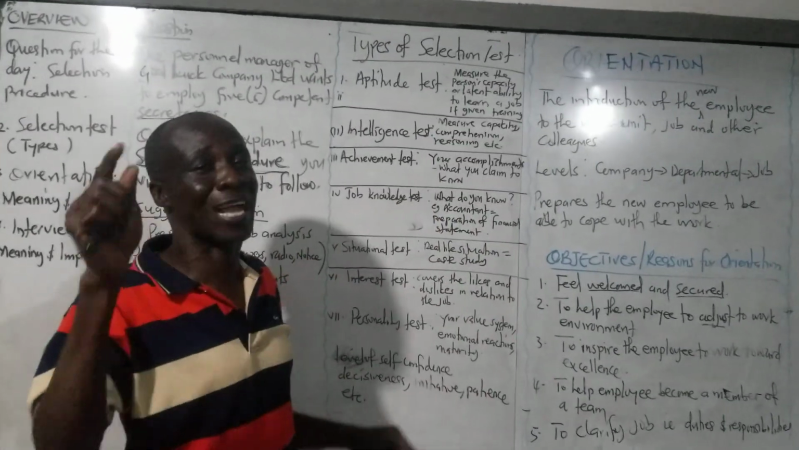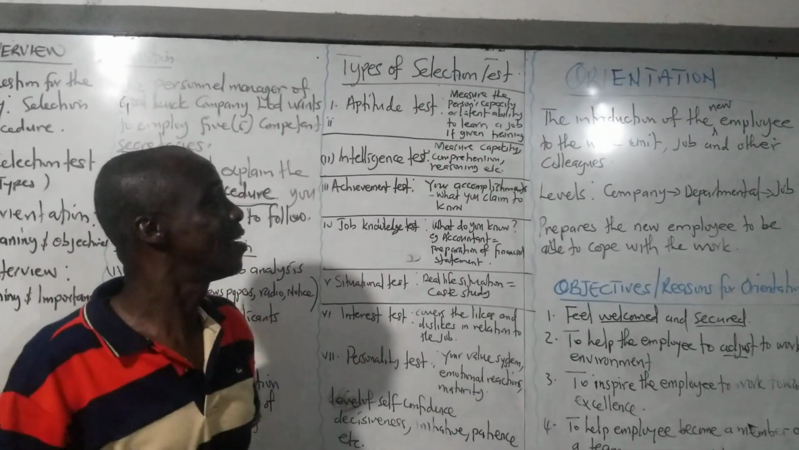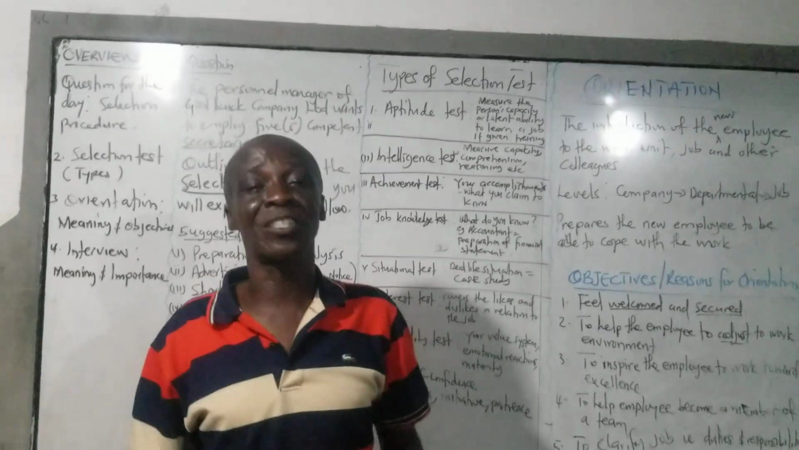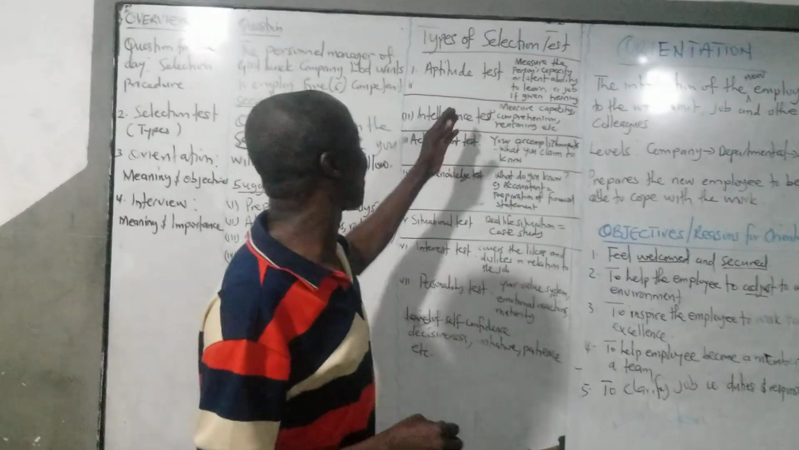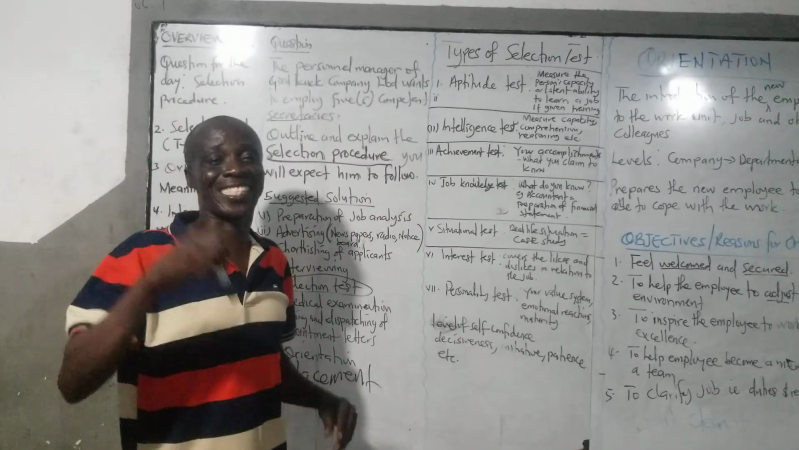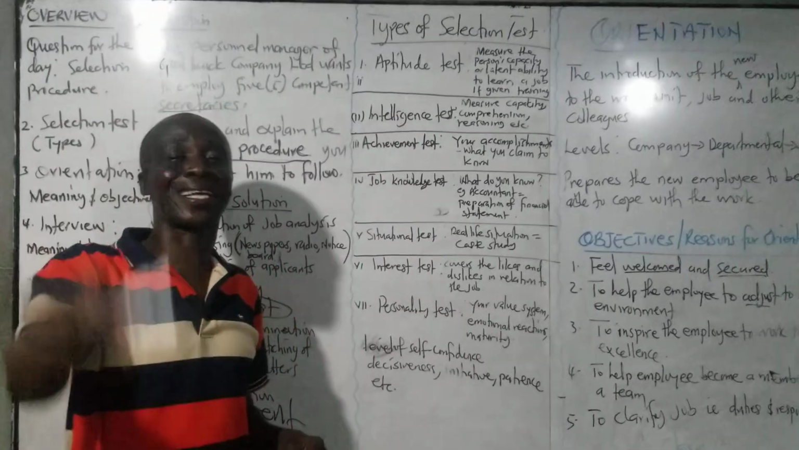So it measures your capacity, what you can do, and your latent ability to learn a job if you are given training. So that is the aptitude test. The next one is the intelligence test. This one nobody should even tell you what it is going to measure.